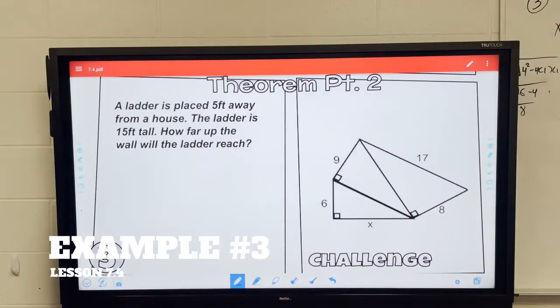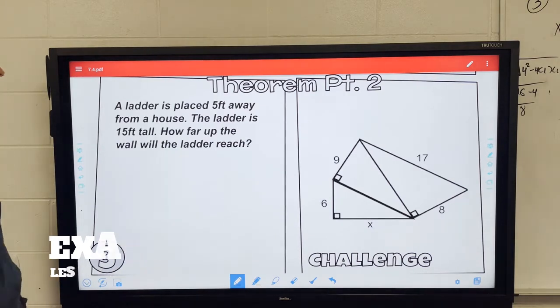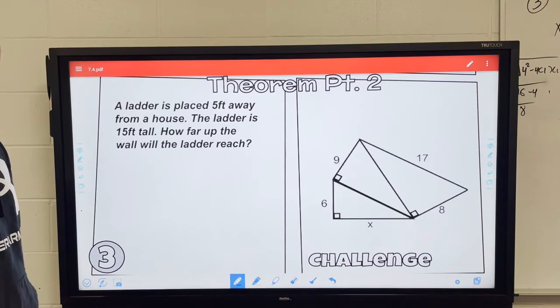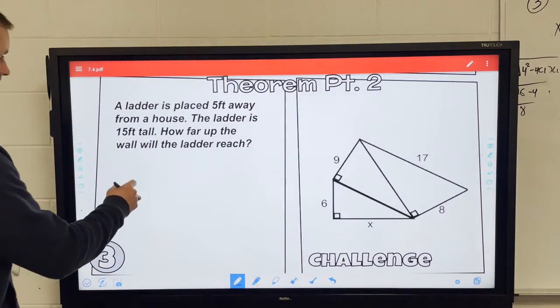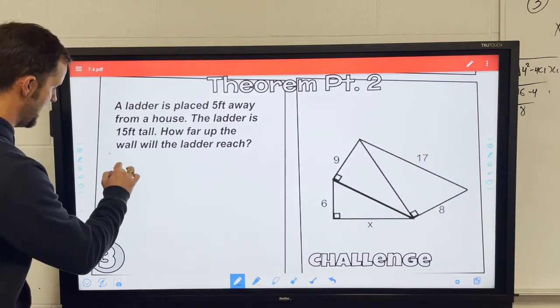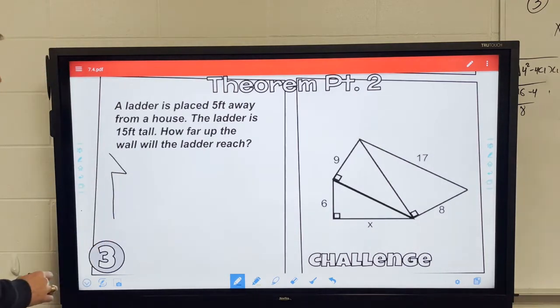Okay, so on example number 3, it says, a ladder is placed 5 feet away from a house. The ladder is 15 feet tall. How far up the wall will the ladder reach, okay? So now the best way to do this is to draw a picture, okay? So I know I have a side of a house. So there's my house, the side.